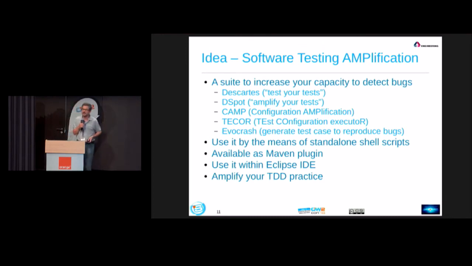You have, for instance, the CART. It's able to test your tests, injecting variations in your source code and detecting how well your test cases are able to detect those variations, those mutations. You have Descartes, able to generate variants of your test cases. And CAMP and TESCO are two components able to generate variants from your test configurations made with Docker files and execute your test cases against these configurations. And also EvoCrash. It takes production logs and generates a test case able to reproduce those bugs. Okay?